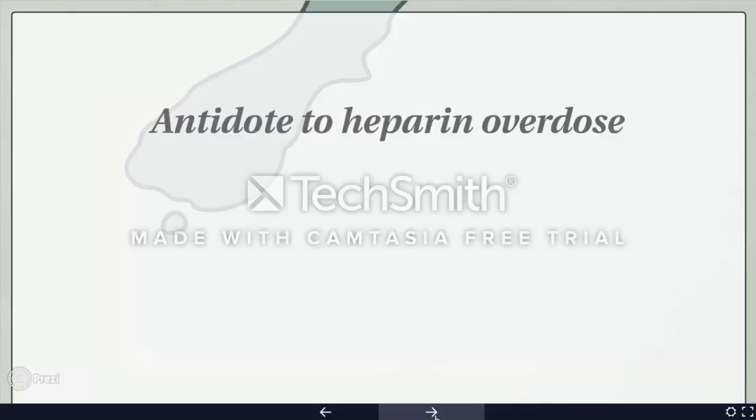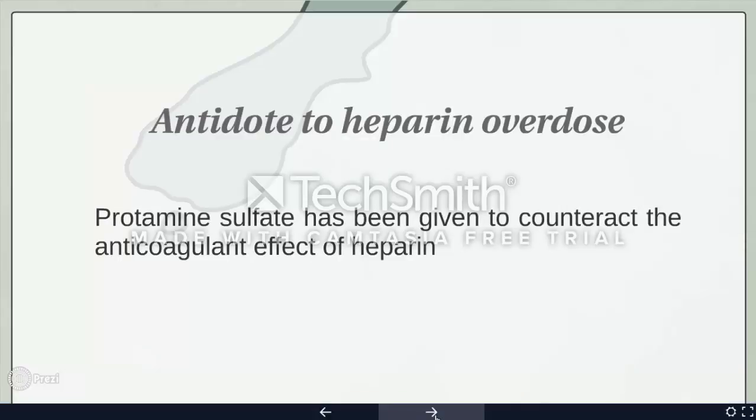Antidote to heparin overdose. Protamine sulfate is given to counteract the anticoagulant effect of heparin.